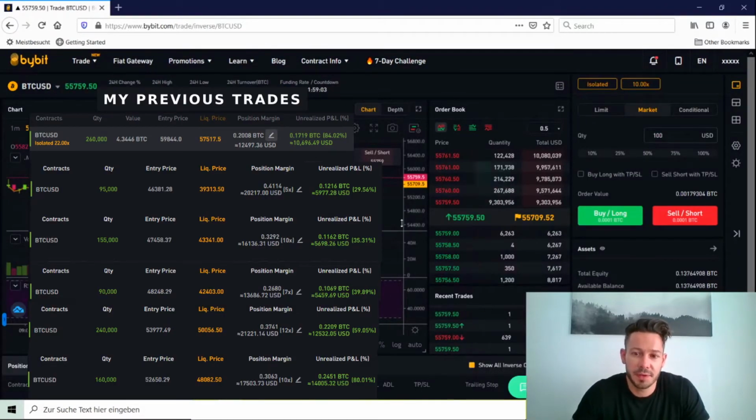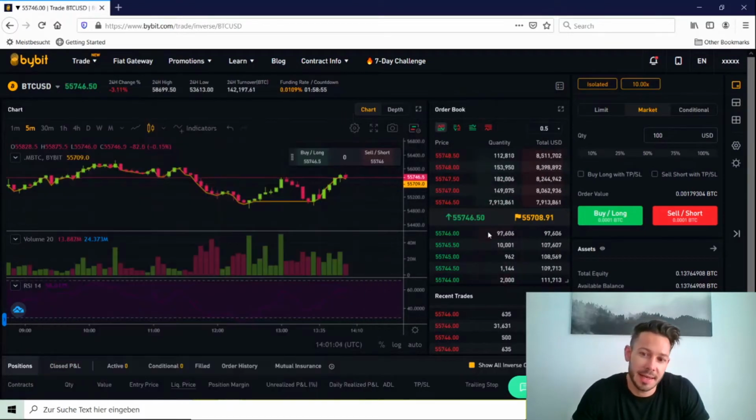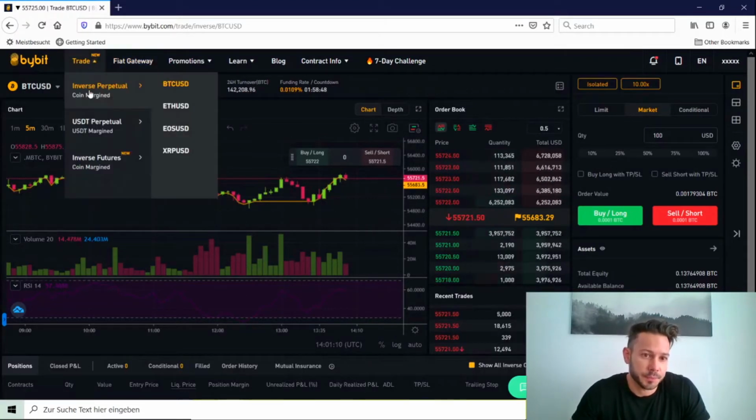As you can see, here is the order book, and you can see the prices. At those prices, people are willing to sell, and at those prices here, people want to buy. What we can trade here is coin margin: Bitcoin, Ethereum, EOS, and Ripple.